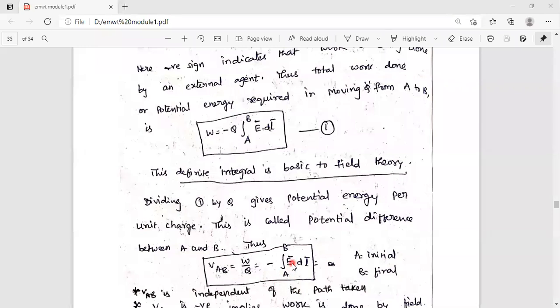That will come next, but this represents potential difference, V_AB. You have also studied this in circuits, right? What is V_AB, or simply V_BE? What is V_BE? Potential between 2 points, base and emitter.